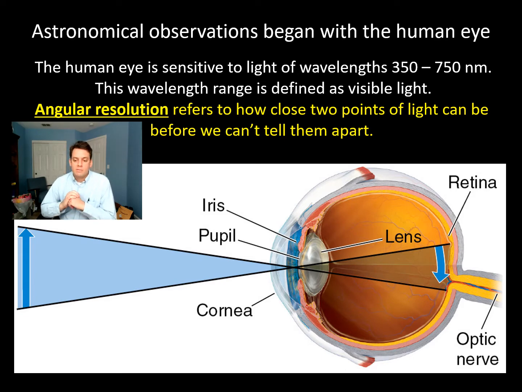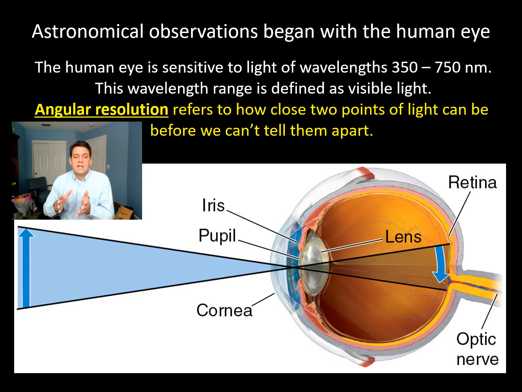So if you imagine you have 2 points, say a foot apart, that are a foot away from you, you can easily tell those points apart. But if these same 2 points are a foot apart and you move them a mile away, now you're not going to be able to see them apart anymore, right? And we'll have some more examples here.